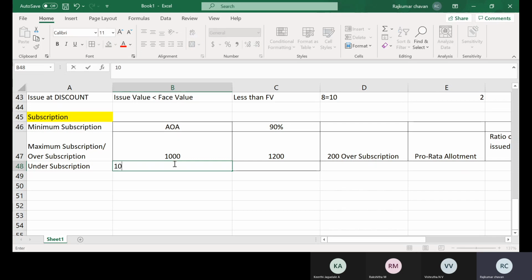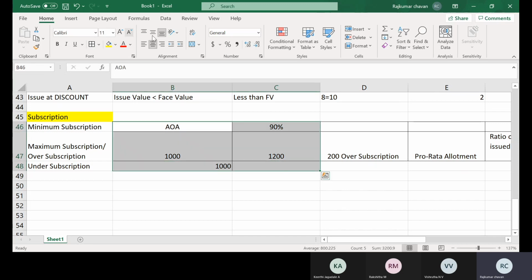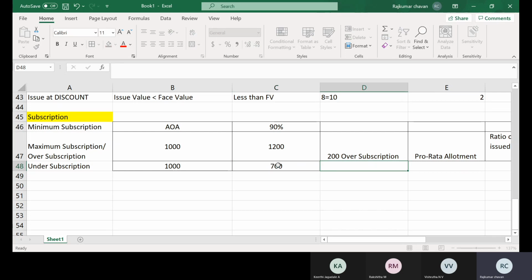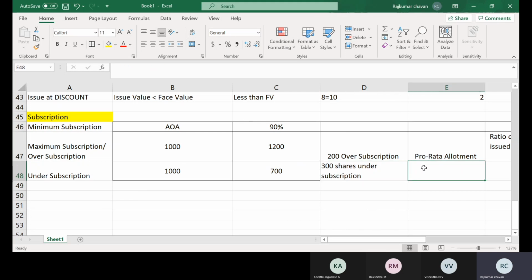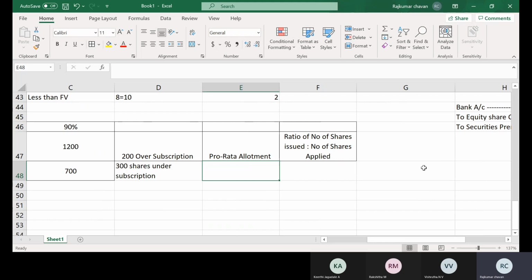So you issued 1000 shares which you offered to the public, but you got only 700 shares. So 300 shares are under subscription. This is called under subscription. That is how the concept of under subscription comes into the picture over here.